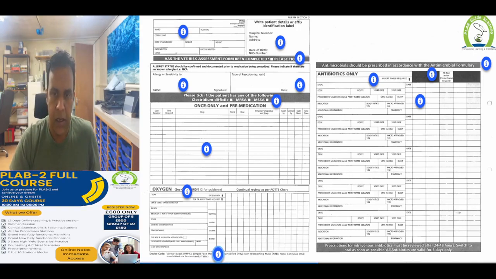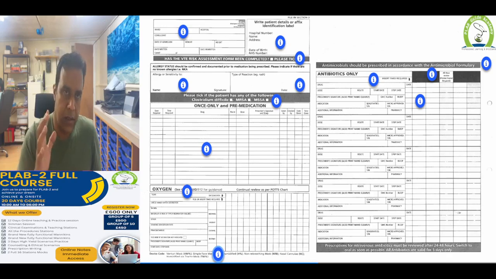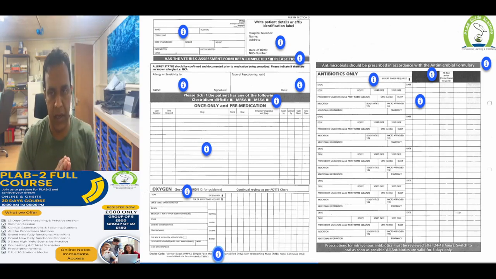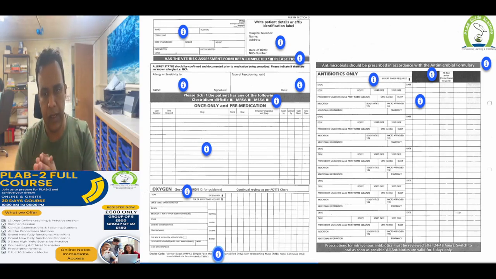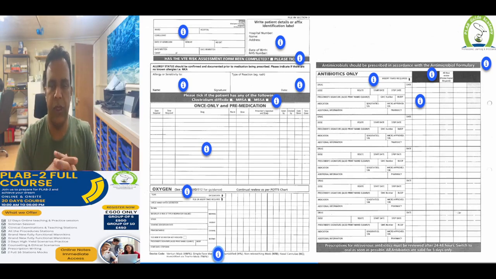It is given on the page 2. So you have to write the names of the antibiotic very clearly, their start date, their end date, and if there's any special instruction, like if you want to check the levels of the medications, then it is important that you write that in the special instructions.